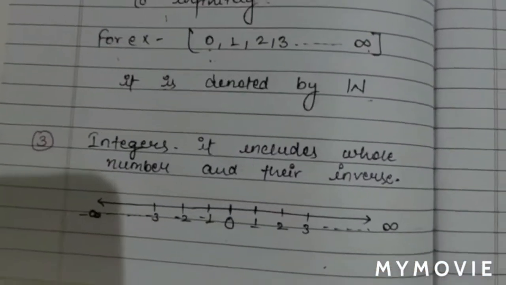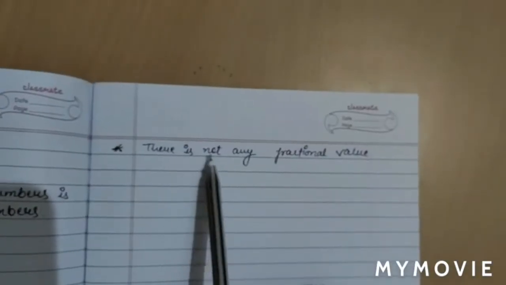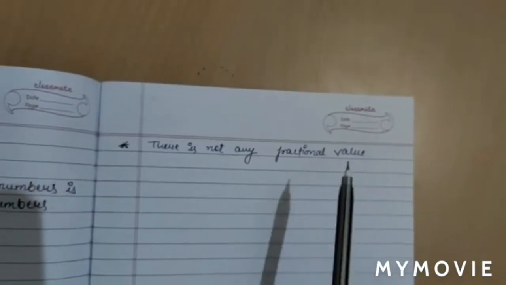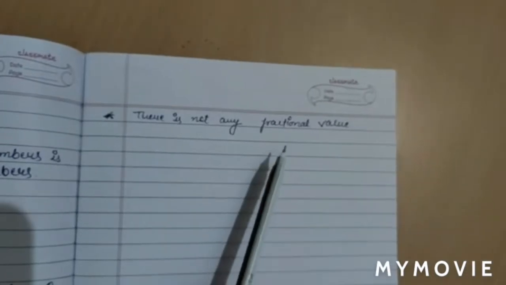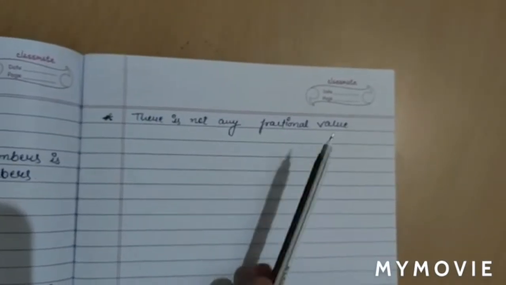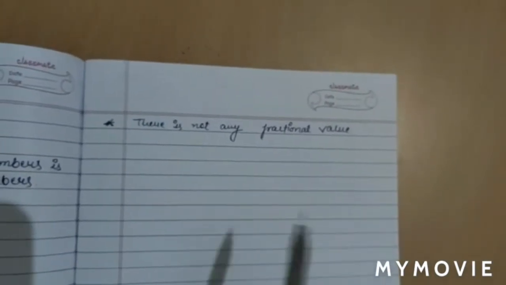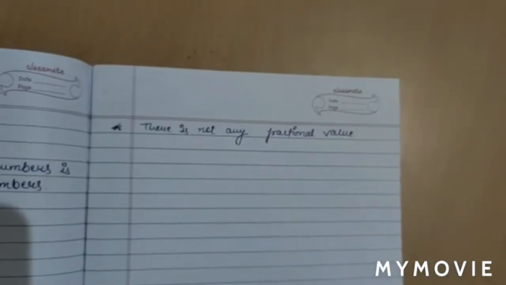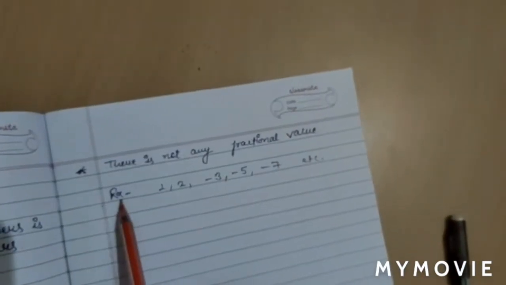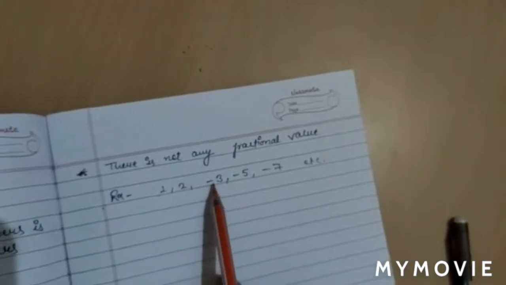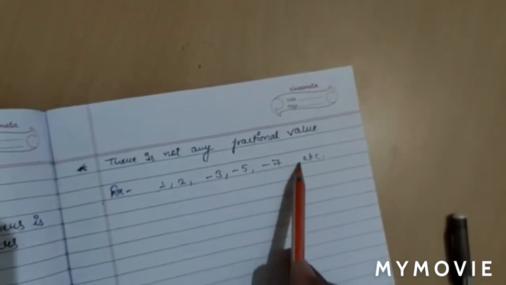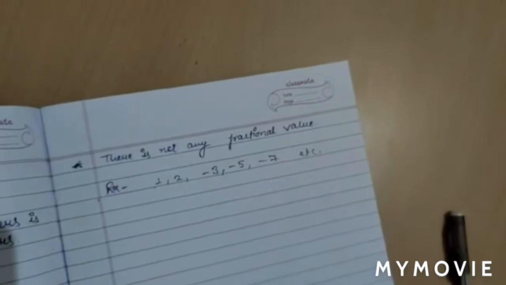There is one more point. There is not any fractional value. अगर कोई भी वैल्यू फ्रैक्शन में हमें दी जाएगी तो इसका मतलब वो इंटीजर नहीं है. So don't confuse with. Now example: 1, 2, -3, -5, -7 etc. और भी बहुत सारे होंगे.